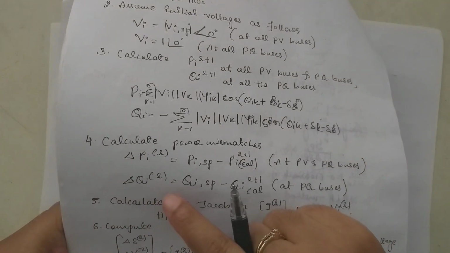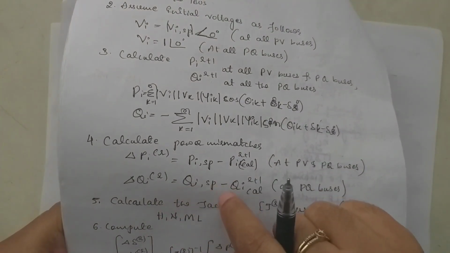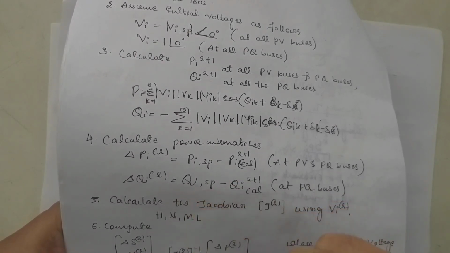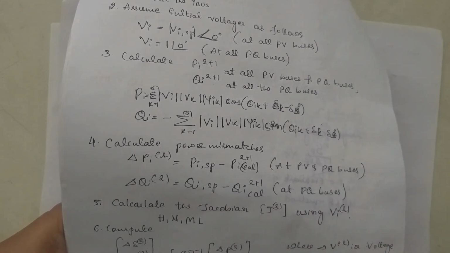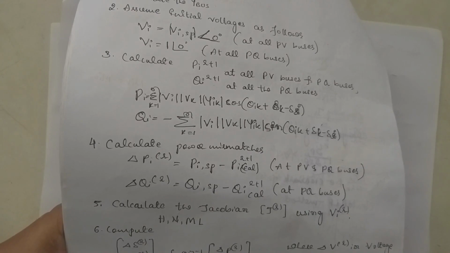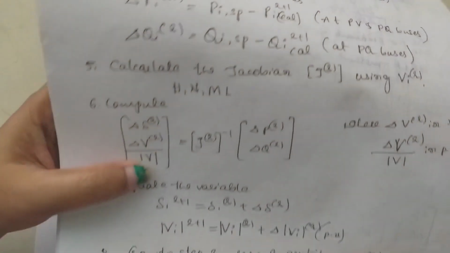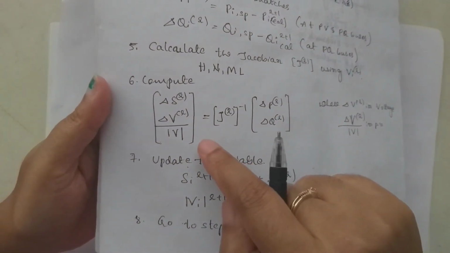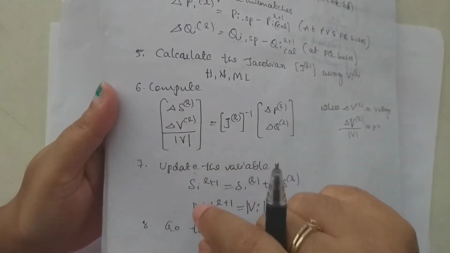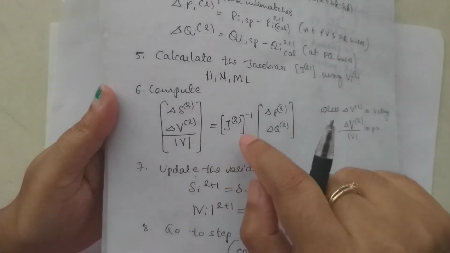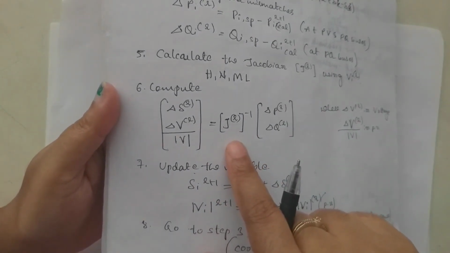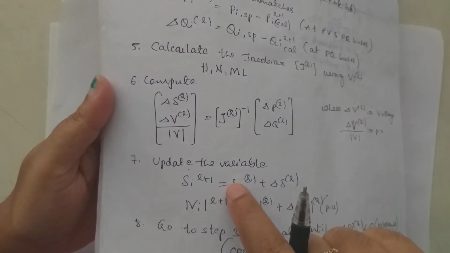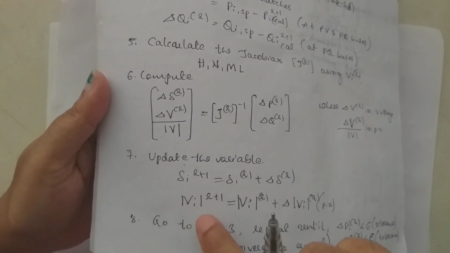ΔP and ΔQ: ΔP is equal to Pi specified minus Pi calculated, and ΔQ is equal to Qi specified minus Qi calculated. Then we have to calculate the Jacobian matrix elements, H, N, M, L. After that we rearrange the matrix equation in such a way that we obtain Δδ as well as ΔV. Then we take the inverse of the Jacobian. After calculating Δδ and ΔV, we update the variables δi as well as Vi.